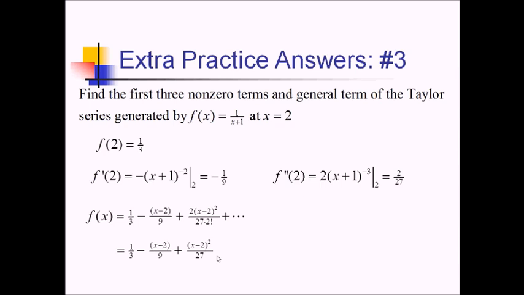And at this point, I'm starting to see a pattern. All of these denominators are powers of 3. This is 3 to the first, 3 to the second, 3 to the third.